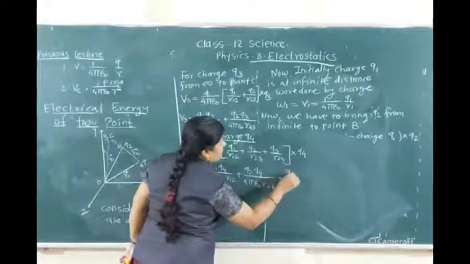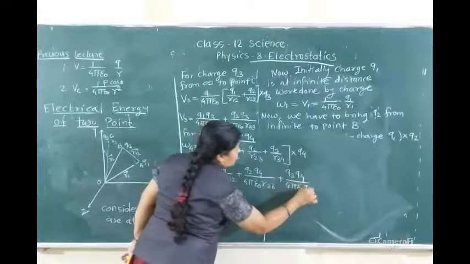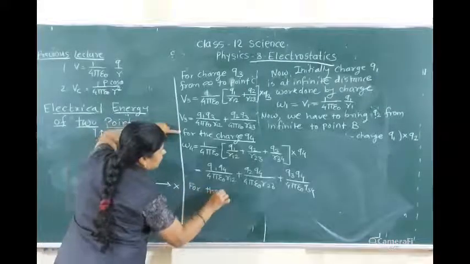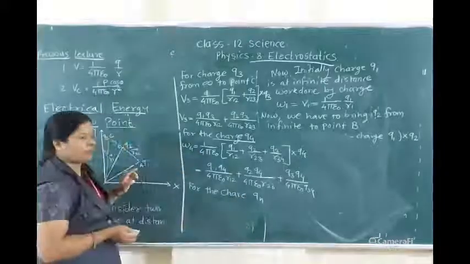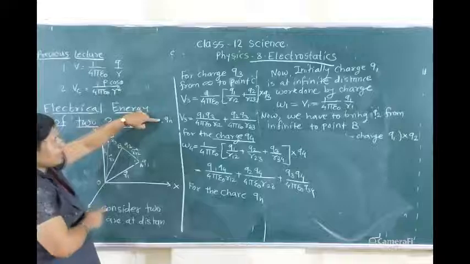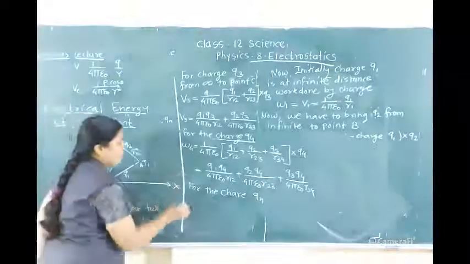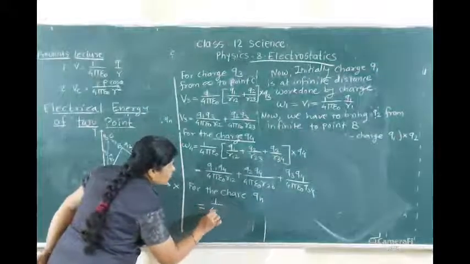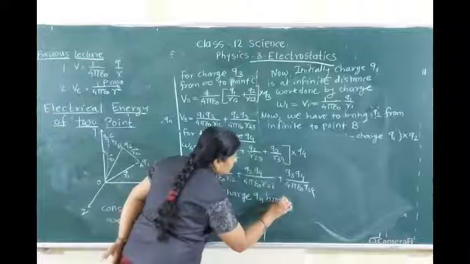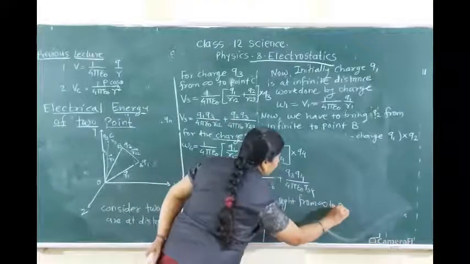Suppose there are n charges. For the charge Qn, suppose this is the charge Qn which is at infinite distance from the system, and if we want to bring this charge into that system, then the total work done is given by 1 upon 4 pi epsilon 0, brought from infinity to the point, times Q1 divided by R1n plus Q2 divided by R2n and so on up to Q(n-1) divided by R(n-1)n.